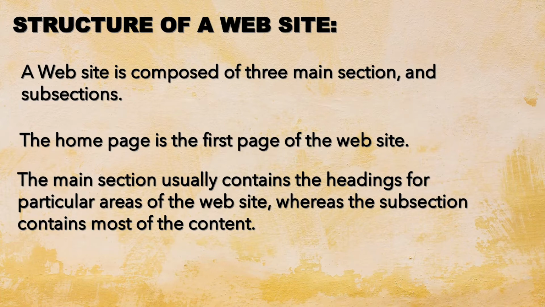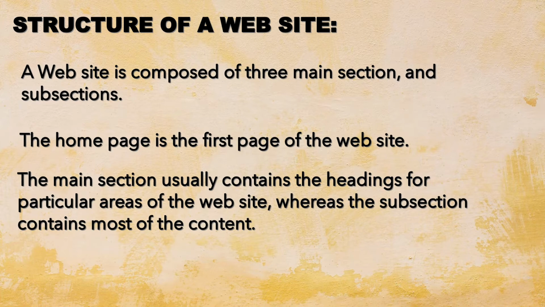A website consists of web pages that are written in hypertext markup language. Let us first discuss the structure of a website and then understand what is HTML. Structure of a website. A website is composed of three main sections: home page, main sections, and the subsections. The home page is the first page of a website. This page usually tells us what the site is about.